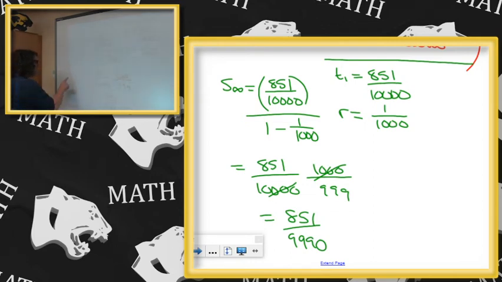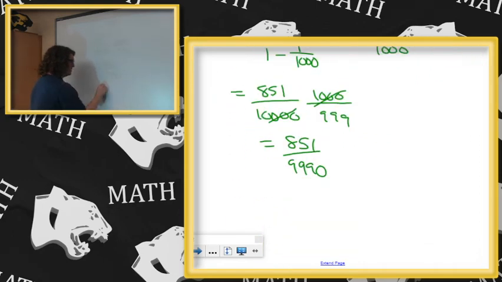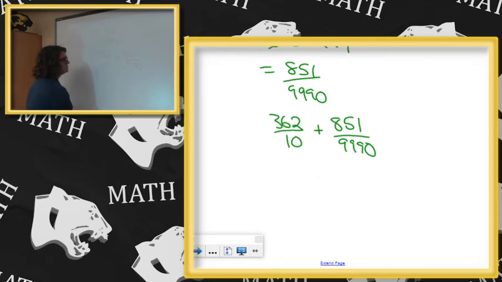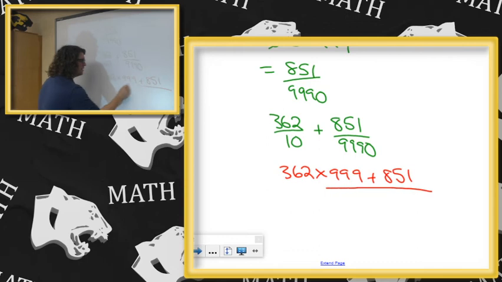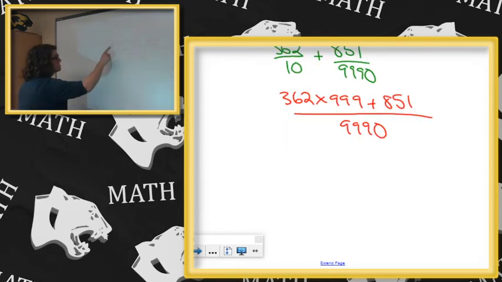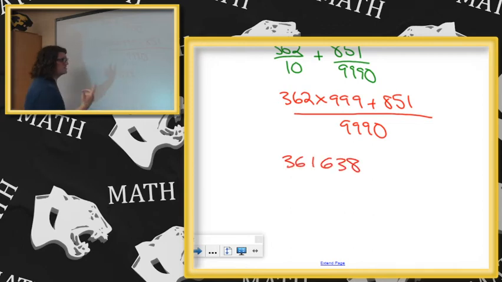We also had the 36.2, which is 362 over 10. So 362 over 10 plus 851 over 9,990. Now let's put it on a common denominator: 362 times 999 plus 851, all over 9,990. All right, so I should be able to do this, because that is just 362,000 minus 362. So that would be 361,638, plus the other thing, which is going to be 2489.